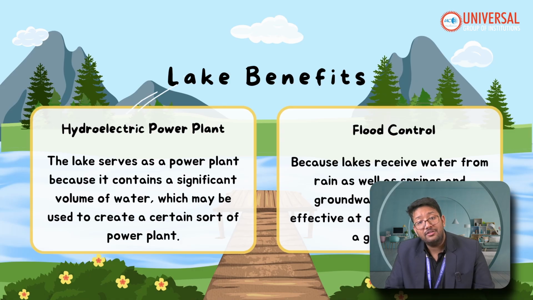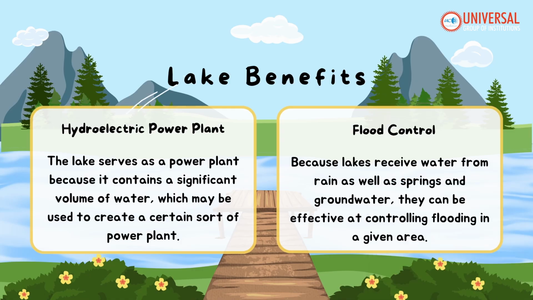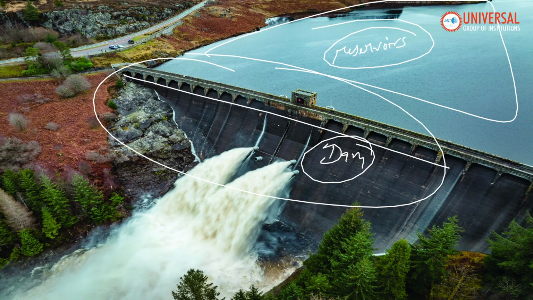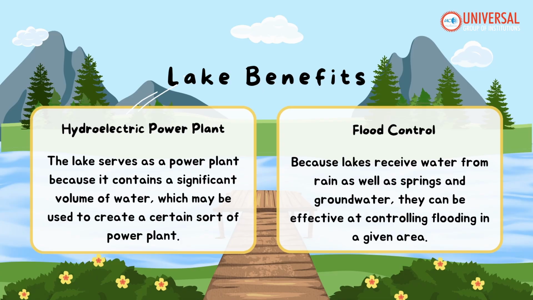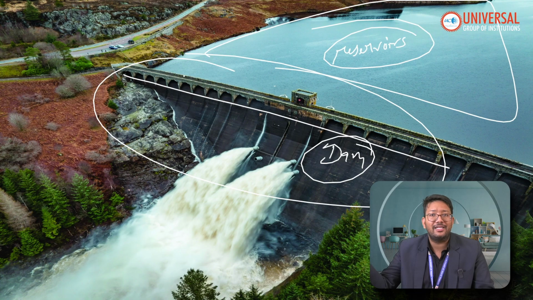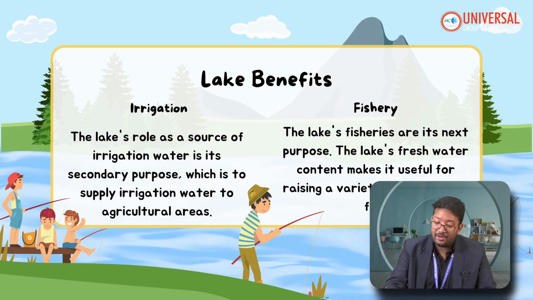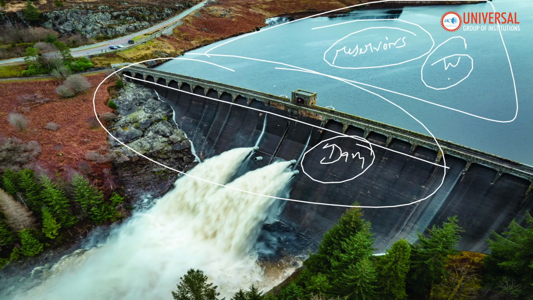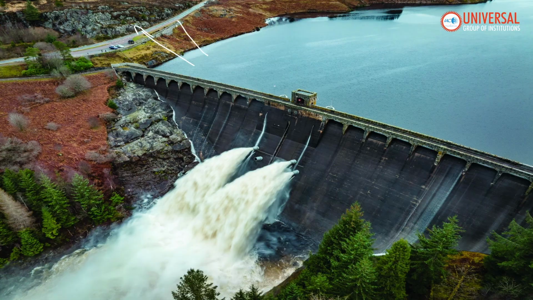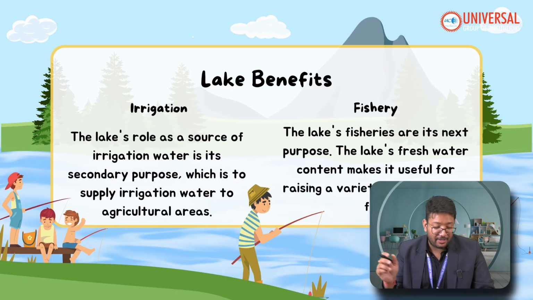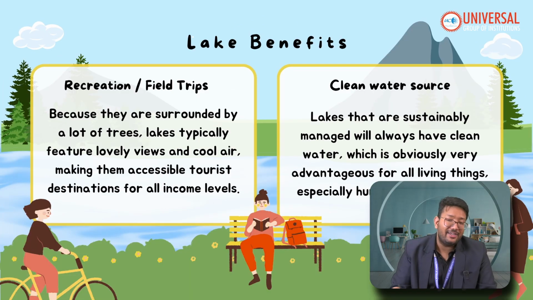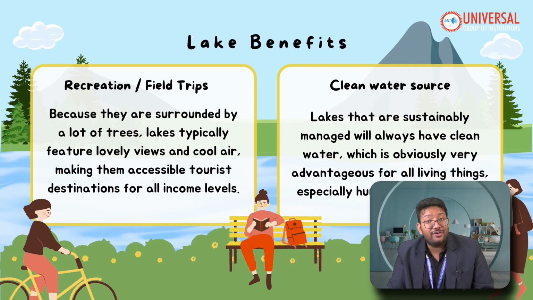First, hydroelectric power plant. Lakes can serve as power plants because they contain a lot of water volume. Can you see? A lot of volume of water. We can generate a lot of electricity. It will help in flood control also. If a lot of water comes, it will retain that water here. Okay, it will prevent flooding. Irrigation, obviously it will help in irrigation. We can channelize this water into irrigation facilities. Also, we can do fisheries, tourism, recreational activities, clean water source. All these are the benefits of lakes.